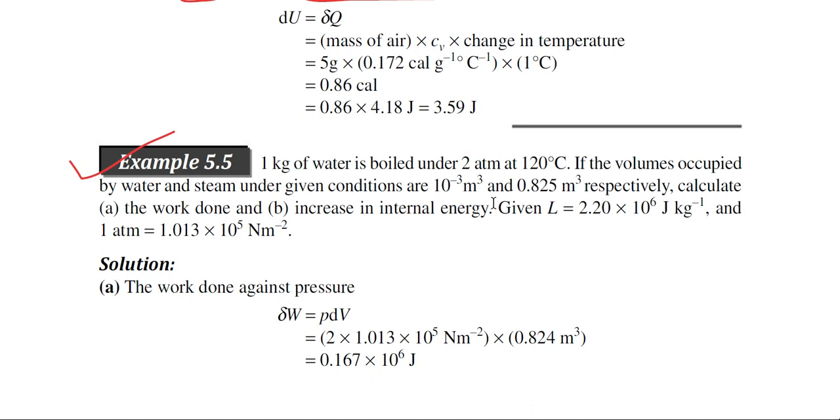So here the volume of the water is not so important, but the volume of the steam is very important when you calculate the work done, because we know the formula of the work done, delta W is equal to P dV, where dV means change in volume. Now, what is the pressure? The pressure is 2 atmosphere. When the water was being boiled, the pressure was 2 atmosphere. So we can write 2 atmosphere, but we will convert atmosphere to Newton per meter square. So 2 into 1.013 into 10 to the power 5 is the pressure, and dV is the volume of the steam.